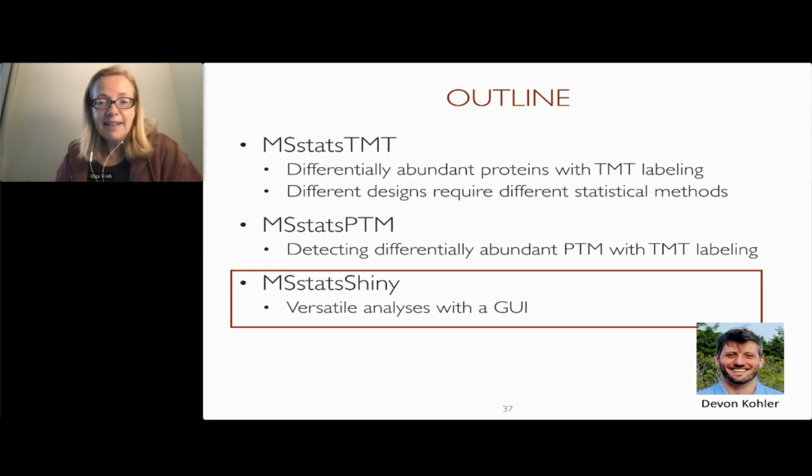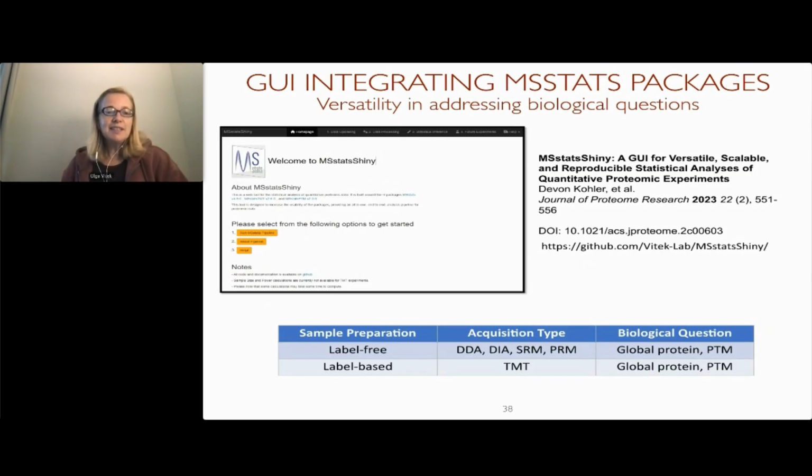And the very last thing is the fact that we can actually use this approach with a graphical user interface. So MSStats Shiny allows us to access all of that functionality through the user interface. It's a standalone app, meaning that you can install it on your local computer. You don't necessarily have to use it on the cloud. We do have a server, but it has a fairly limited bandwidth, so it is actually best to install it locally. It can work with label-free and label-based experiments. It can do both global proteome profiling and post-translational modifications.